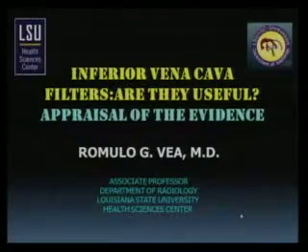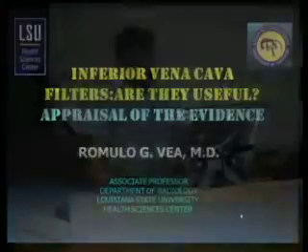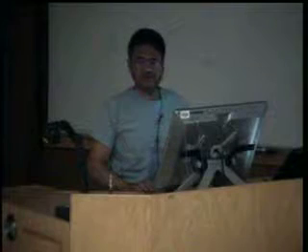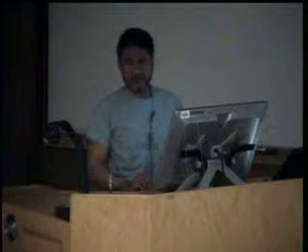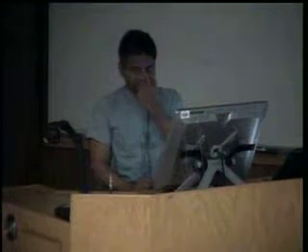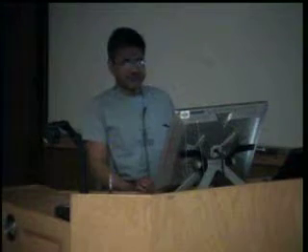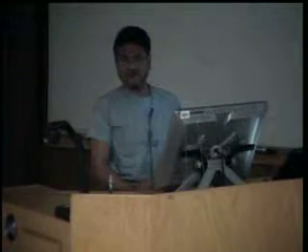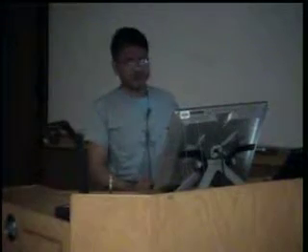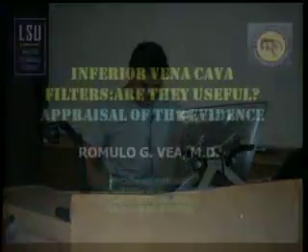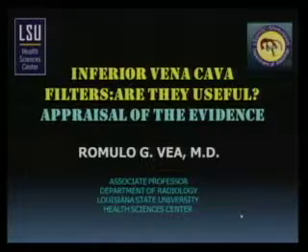So for this noon, we'll be looking at the evidence regarding the use of filters. This is one of the most common procedures that we do. In fact, when our residents graduate from a program, this is one of the skills that they acquire, because we do a lot of filters. At the same time, we let them do the filters. They don't have to go into fellowship to learn filter placement.